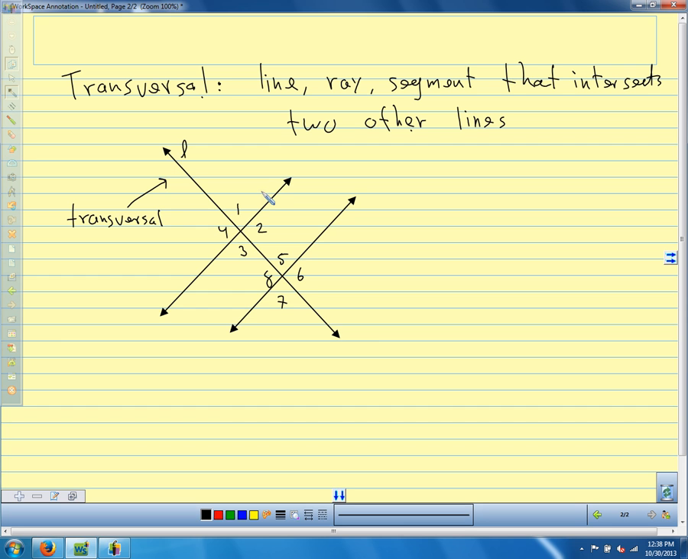We are going to call the space between the two lines the interior. So between the lines is the interior. Outside the two lines is the exterior. So the interior is between the two lines. Outside the two lines we call the exterior. And we're going to give some of these angles special names.